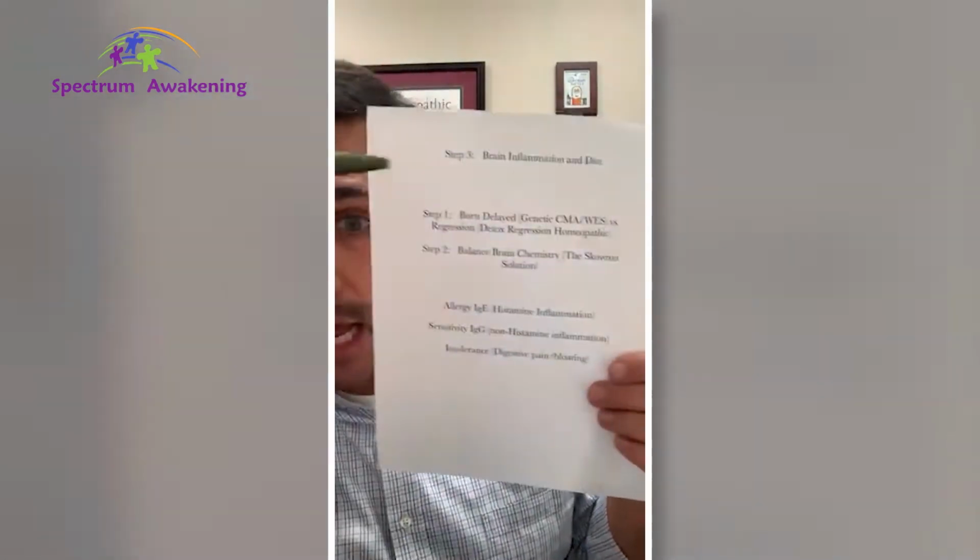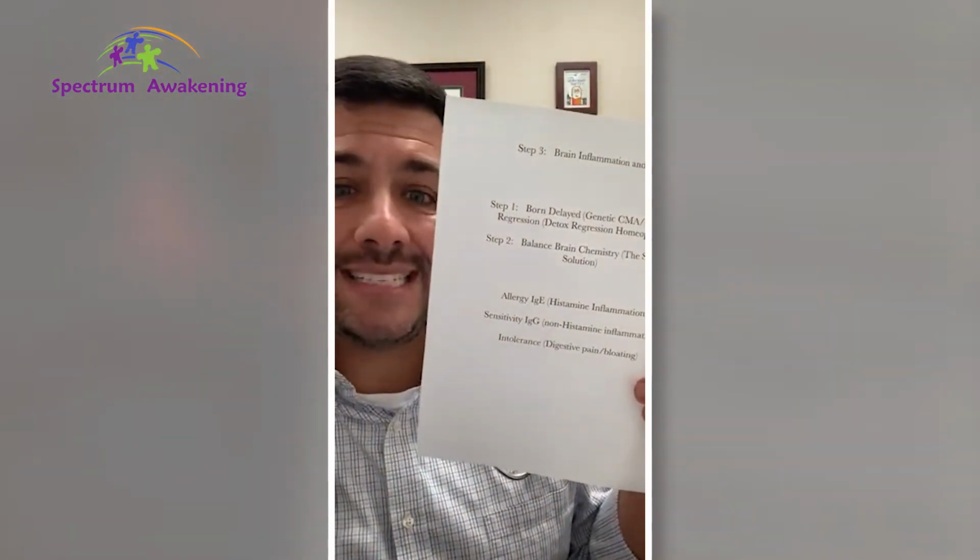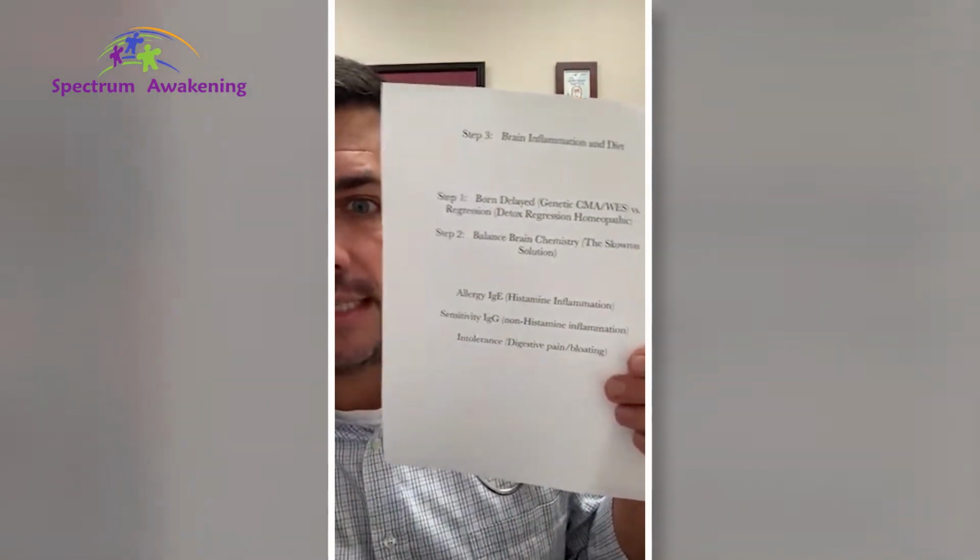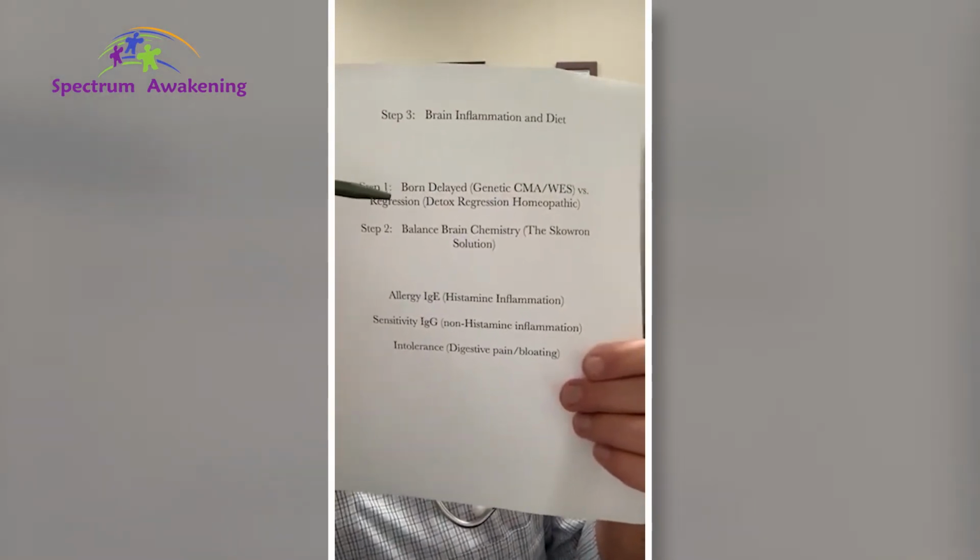If you want to try to get insurance to pay for it, ask your physicians and say, hey, I want this testing. This is conventional genetic testing. I want to know if my child was born with a genetic condition. Next, did you have the regression?